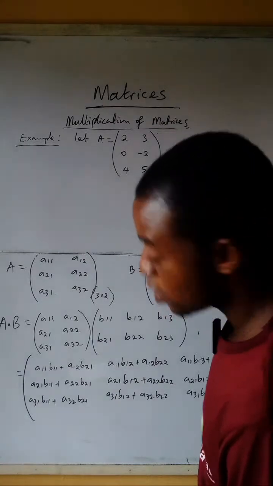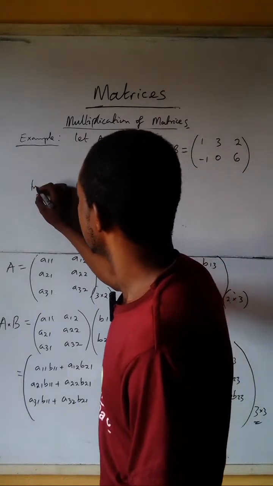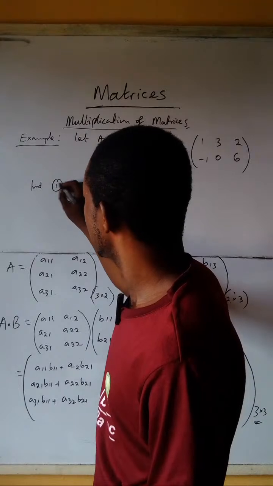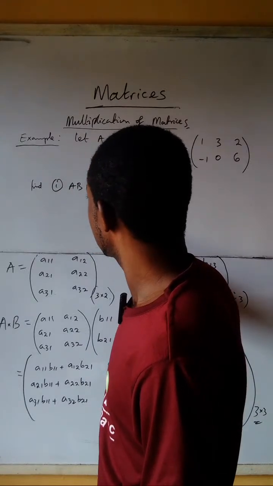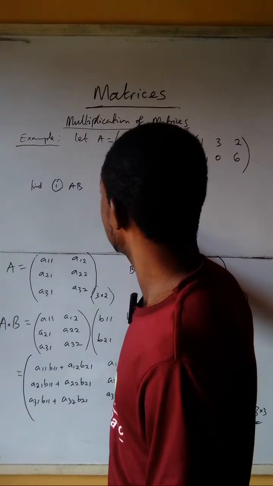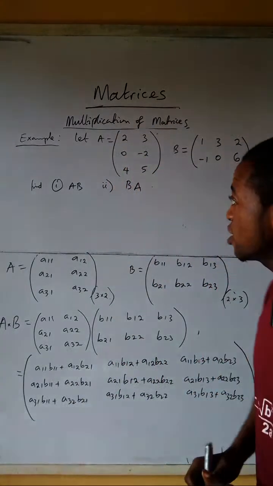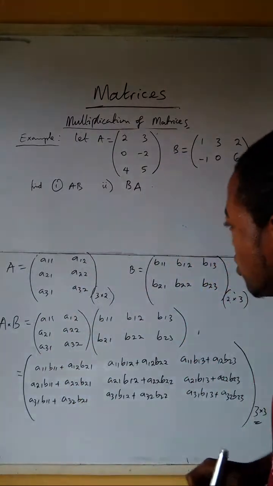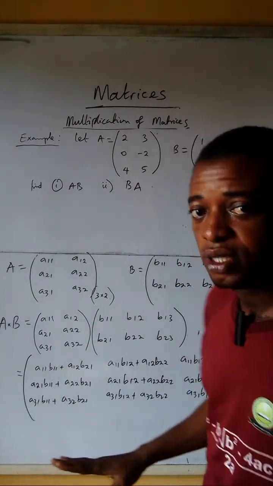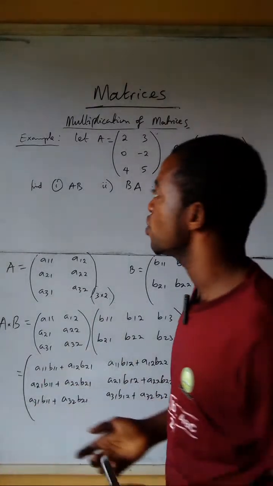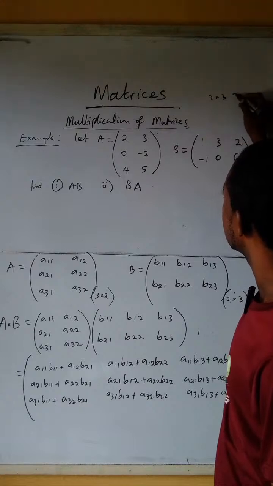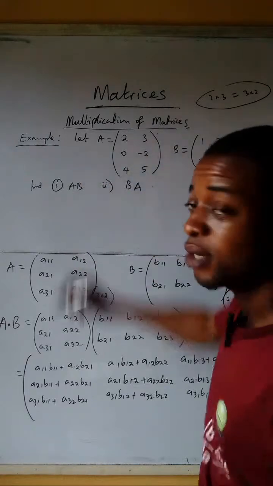Now, the question here says we should find AB, that's number 1, AB, and we should find number 2, BA. Now, understand that in matrices, A times B is not equal to B times A. They are different because it's going to give us different results. It's not like in normal mathematics, where 2 times 3 is 6, the same thing as 3 times 2 is 6. No, this does not work in matrices.